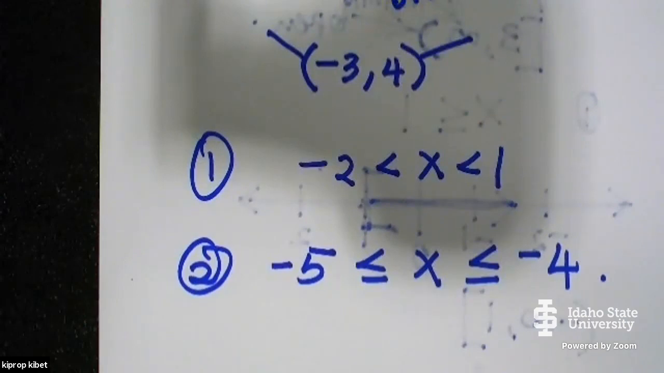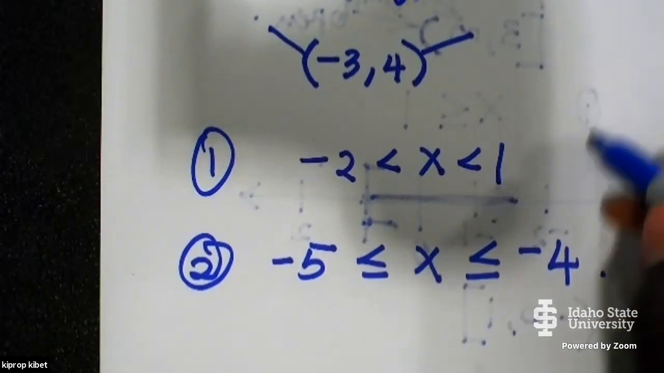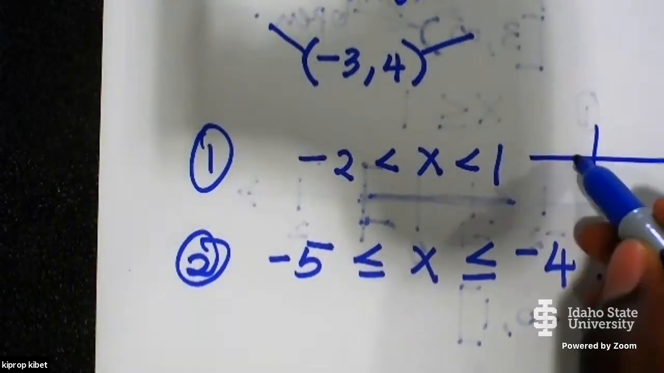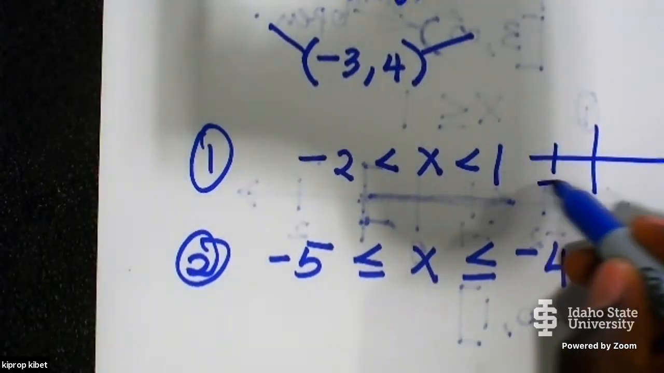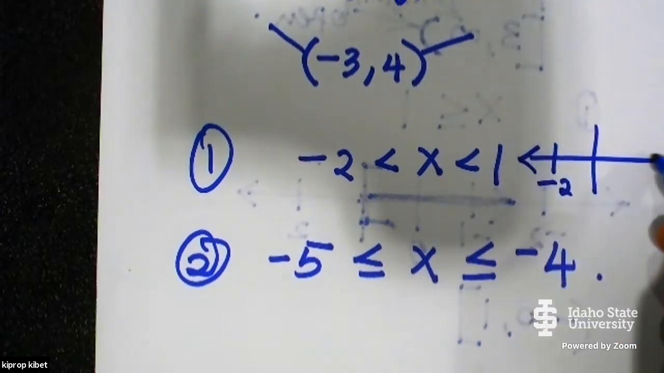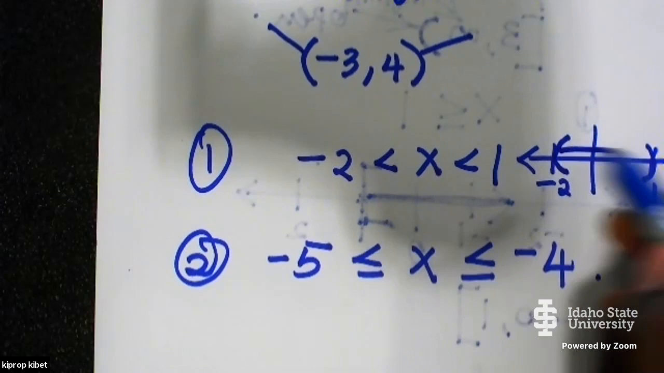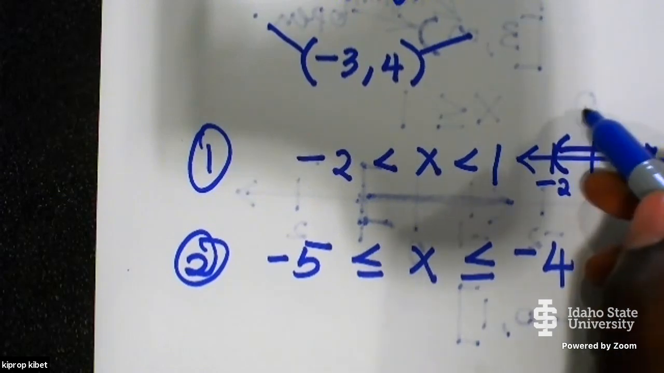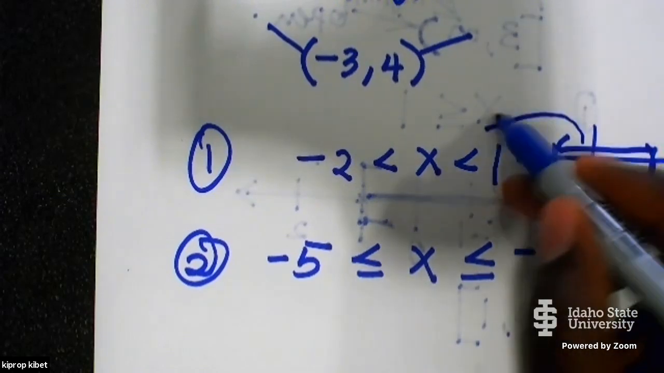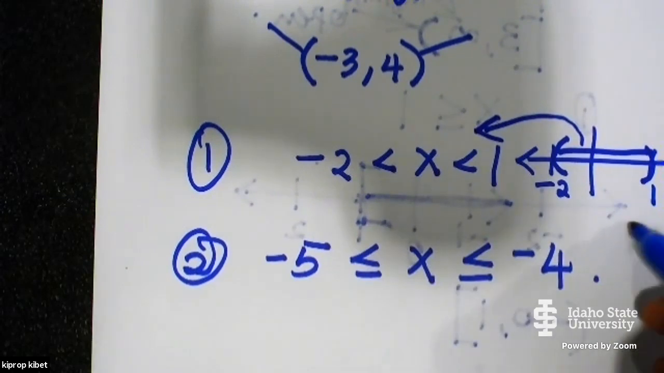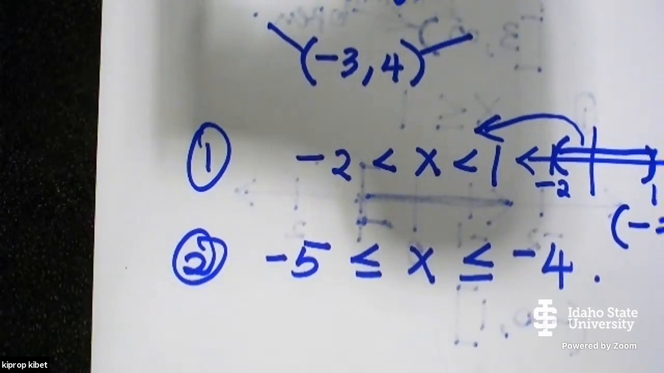So easy, right? So simple, you draw that. So you can put here -2, then you can put here 1. So this is open, so it's like that. This one is also open, like that. So this is the region. And then interval notation will be (-2, 1).